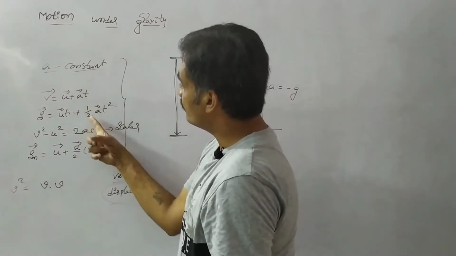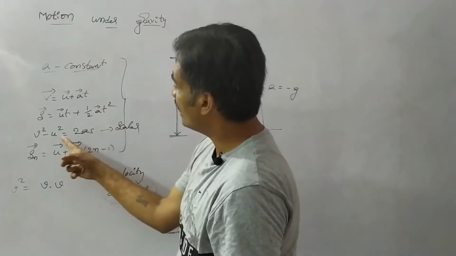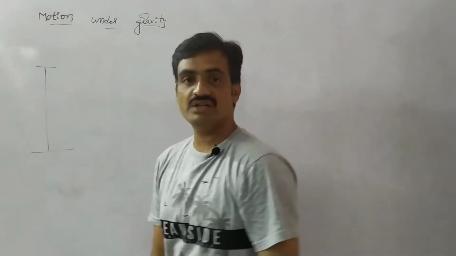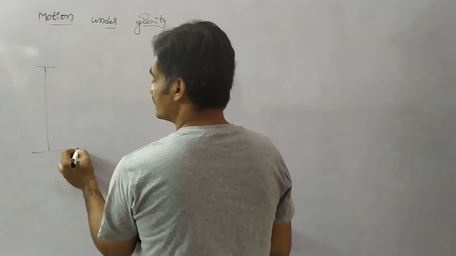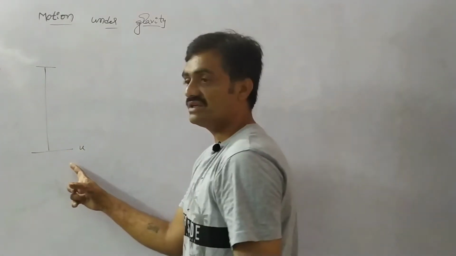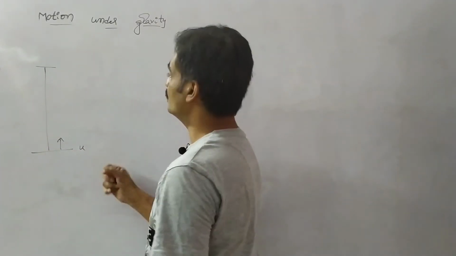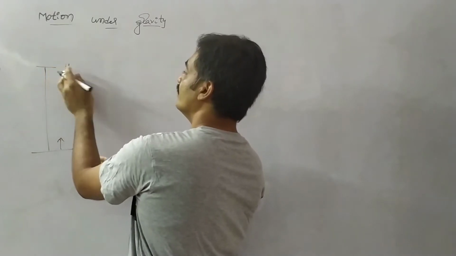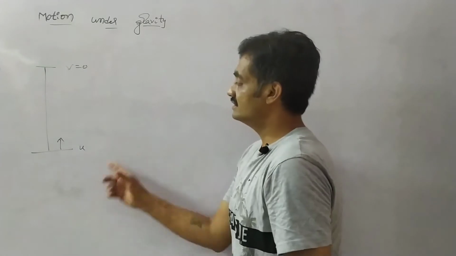So in the case of these 4 equations, 3 equations are vector resultants and 1 equation is a scalar resultant. The body is projected in an upward direction. Here the initial position is represented with the initial velocity. Observe that the body is being projected in the upward direction with the initial velocity u. As it reaches the maximum height, its final velocity is 0.